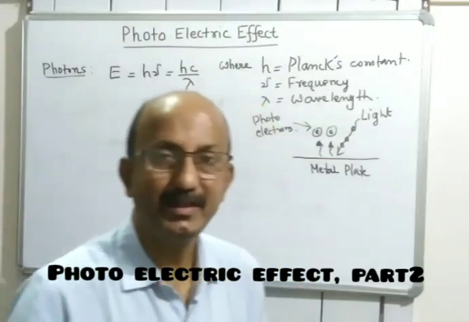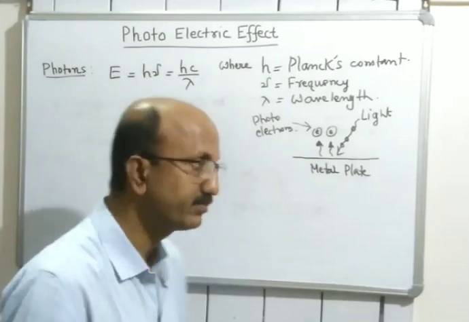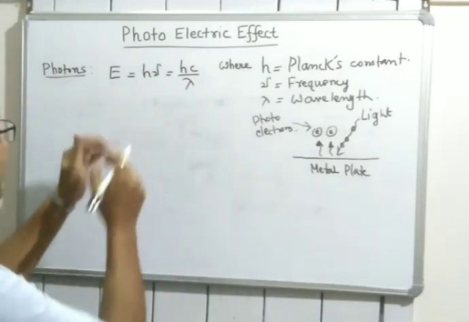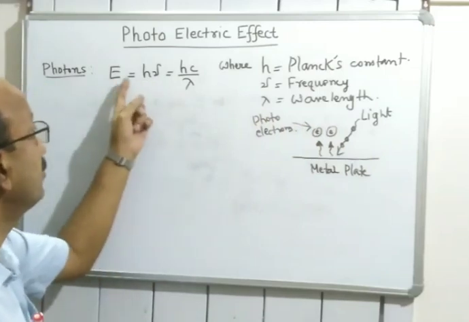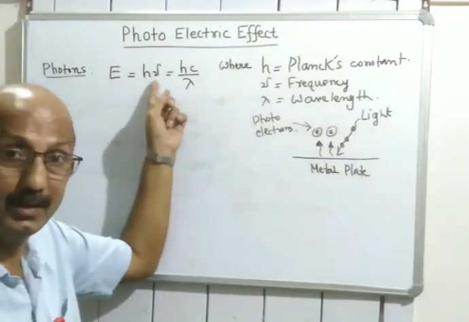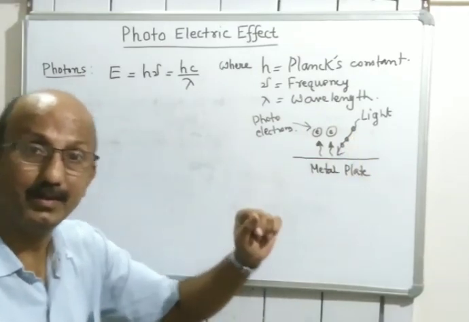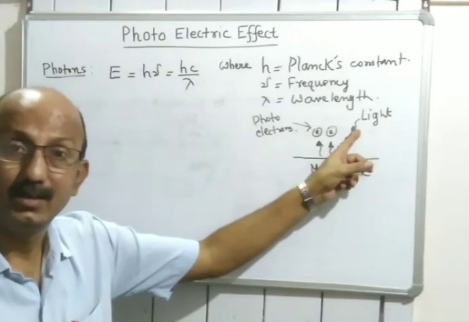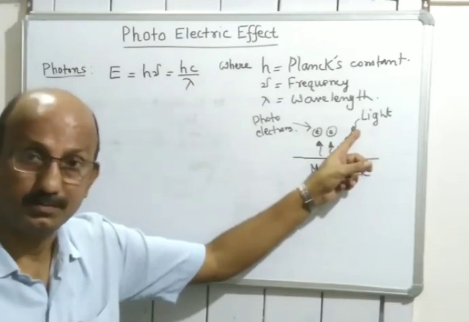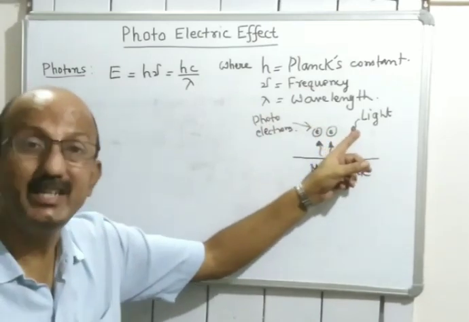What is the effect of increasing the frequency of incident light on the metal surface? You can see that the energy associated with each photon is given by this formula, E equals h nu, where nu stands for the frequency. So if you are increasing the frequency of the light falling on the metal surface, actually you are increasing the energy of each photon. So how to increase the energy of each photon?